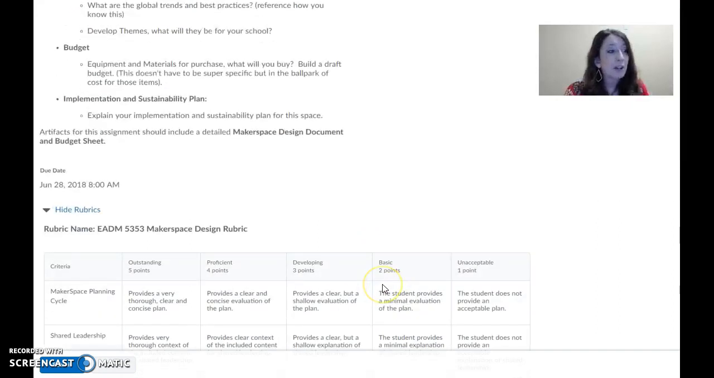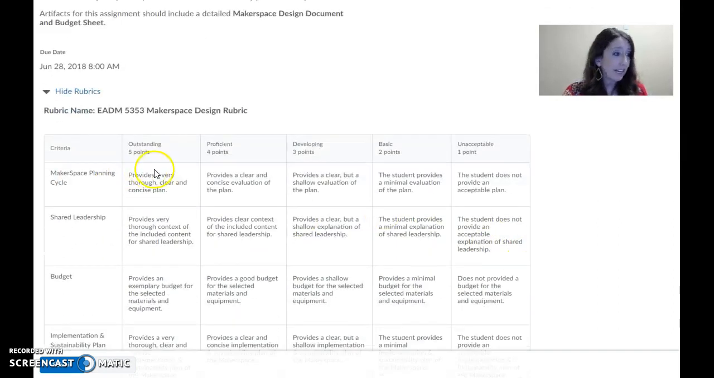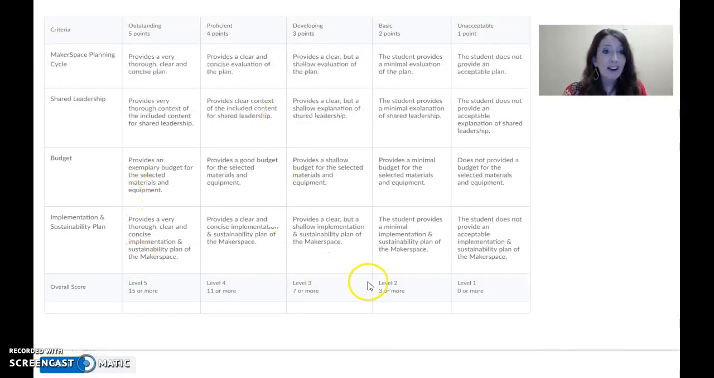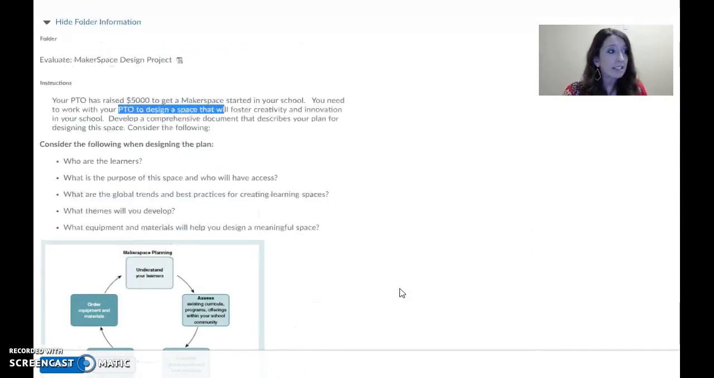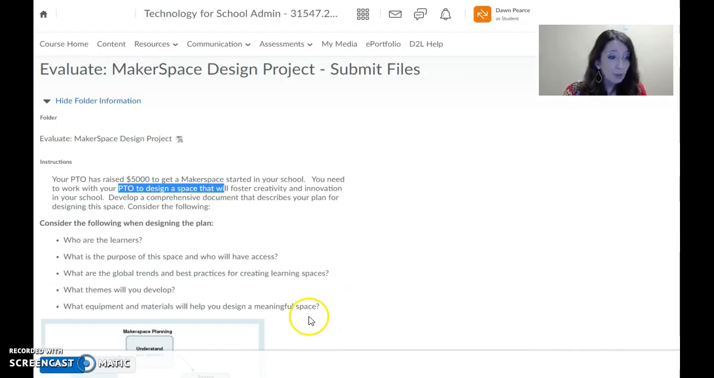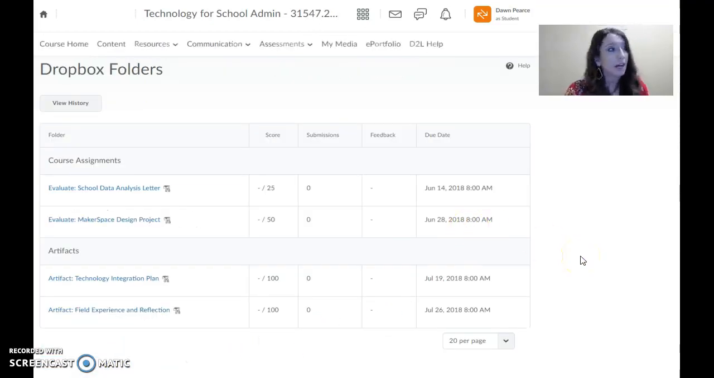Notice there's not a page requirement. There is a rubric at the bottom for evaluation. But again, this is a living, breathing document I hope that you will use down the road in your own school. Okay, I'm at the 9-minute mark. I'm going to have to talk really quick.